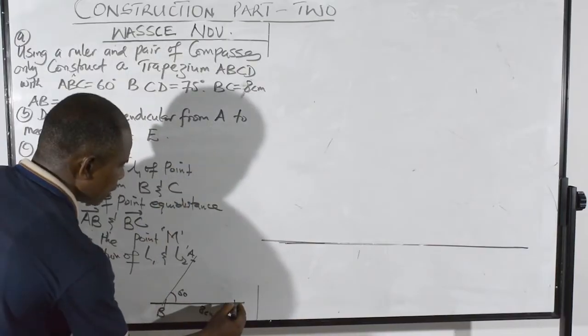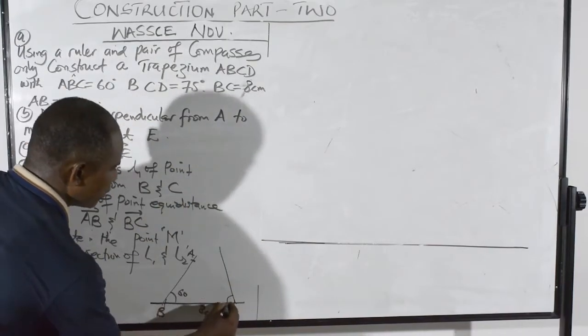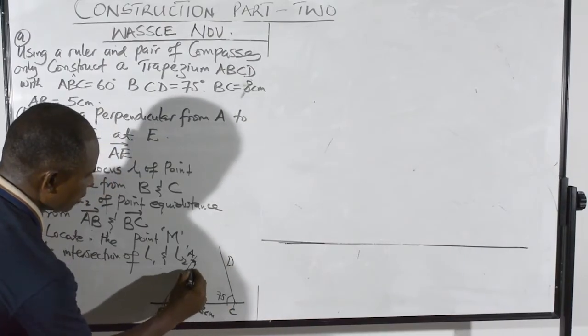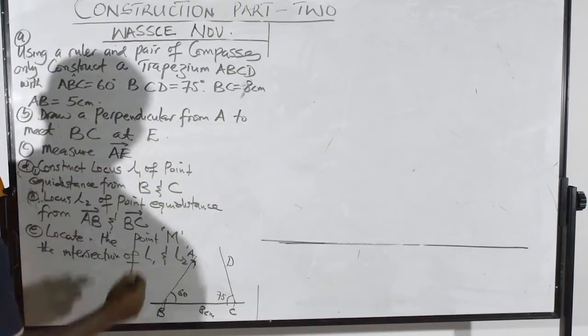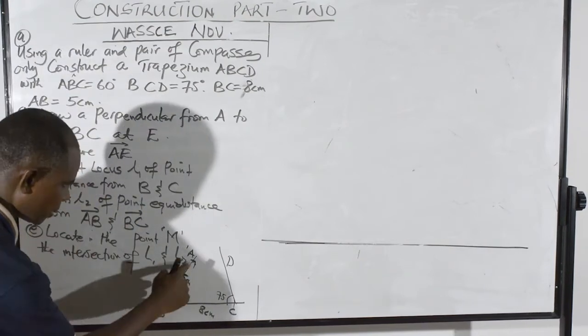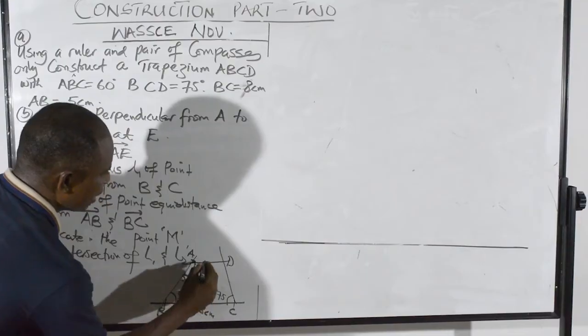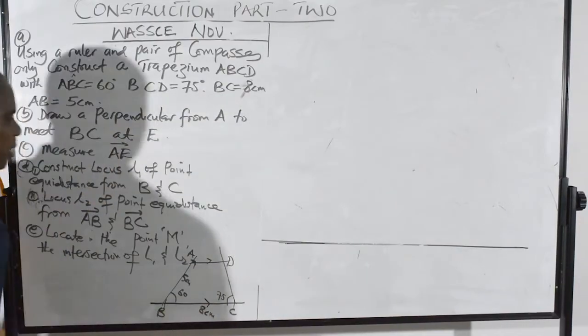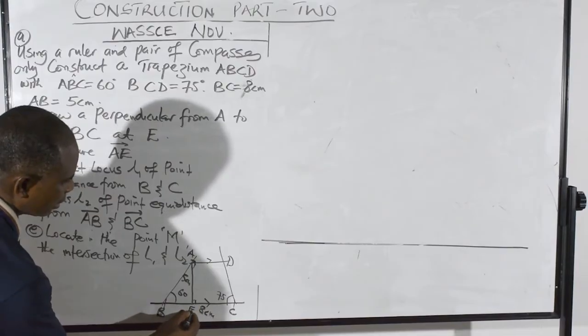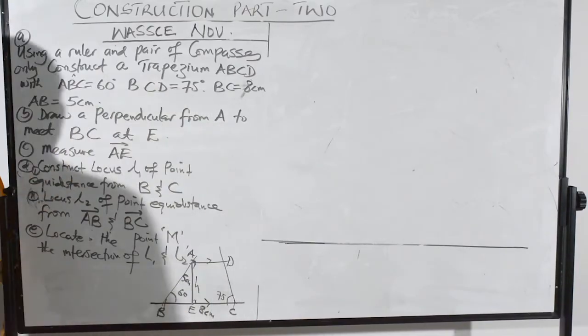And now I've got BCD. So this is, let's say, another 75 degrees somewhere there. This is D, and AB is 5 centimeter. So from this side, from here we can get this line. This line goes there. This line must be parallel to this. And it says draw a perpendicular to meet this at E and measure AE. That is the height of that trapezium.